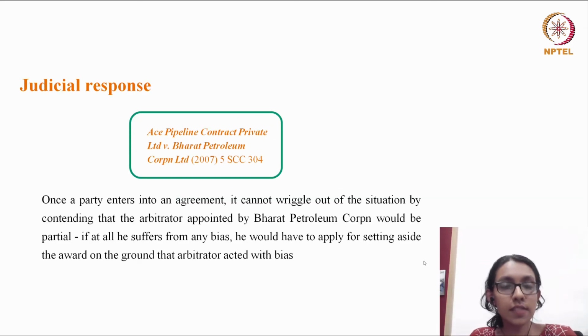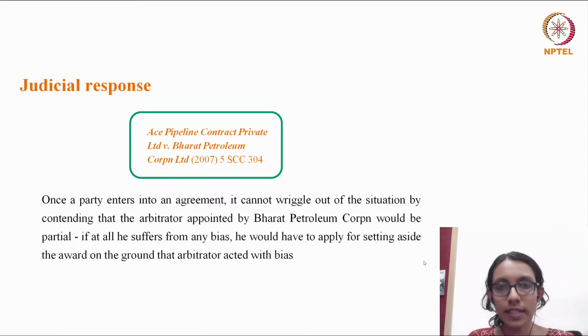One of the earliest cases where the Supreme Court decided on the matter of bias on the part of the arbitrator was Ace Pipeline Contract Private Limited versus Bharat Petroleum Corporation. In this case, the arbitration clause that was entered into between the parties stated that in the event of a dispute, the matter would be settled by arbitration, and that the arbitration would be conducted by a sole arbitrator. And this sole arbitrator would be the director of the marketing division of Bharat Petroleum Corporation.